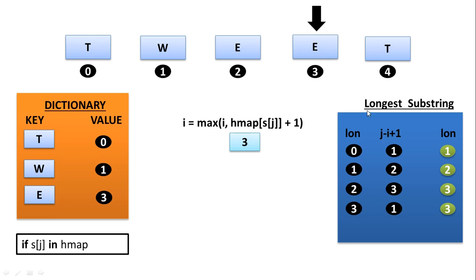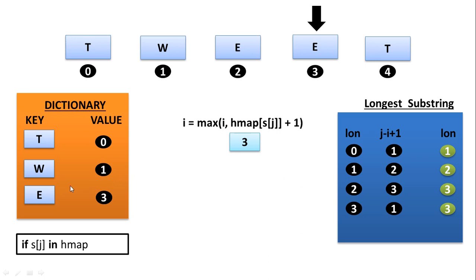In this case, the variable ln has the value 3, while j minus I in this case is 3 once again, as we found just now. So 3 minus 3 is 0, plus 1 yields the result 1. So what's the maximum between 3 and 1? It's 3. So 3 is greater than 1, which happens to be the maximum value between the two values. So we store 3 within the variable ln.